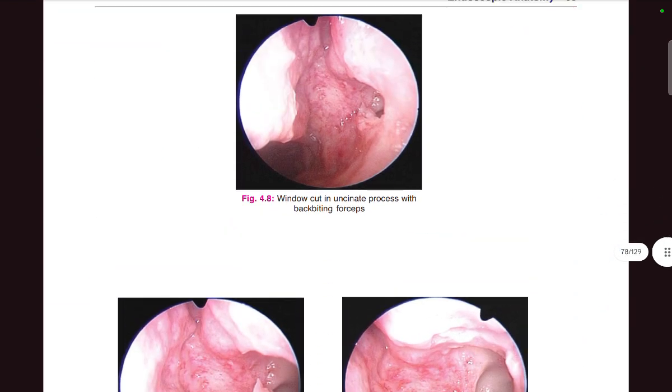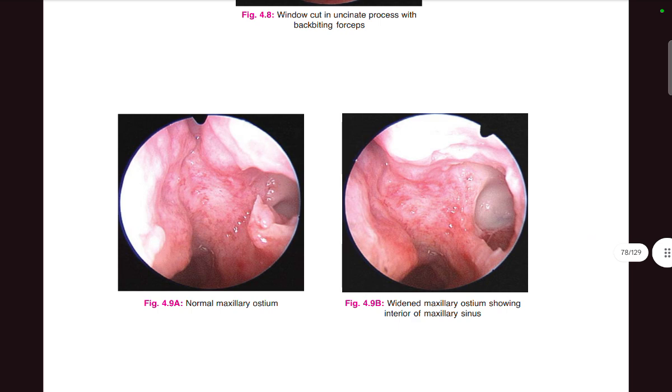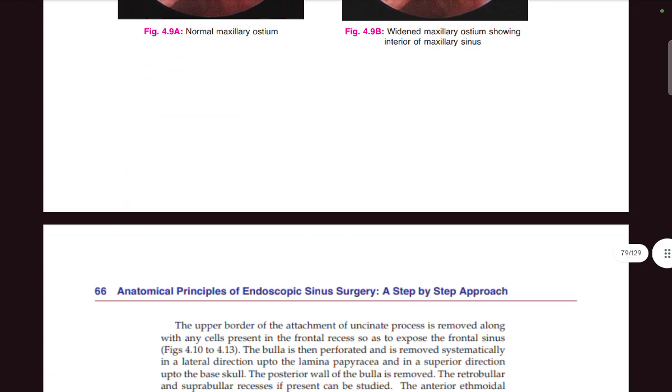This is the window cut in the uncinate process with backbiting forceps. Here we can see the normal maxillary ostium and widened maxillary ostium showing the interior of the maxillary sinus.